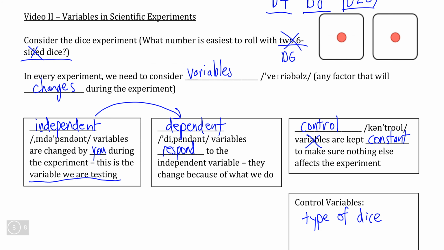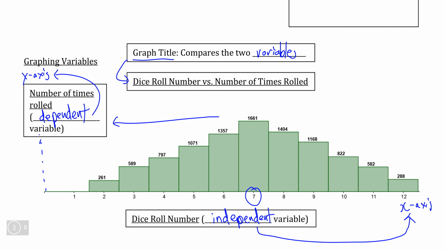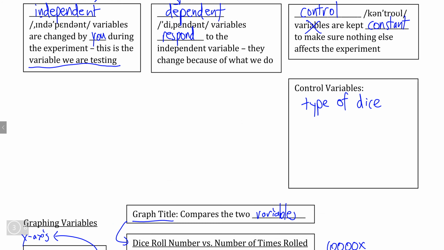Now, another control variable that we want to control, that we want to keep constant, in this case, we said that we were going to roll the dice 10,000 times. Now, what if we only rolled the dice 100 times? Would we expect this graph to look the same? Well, obviously not, because the numbers that we have here would be impossible to get if we only rolled the dice 100 times, and therefore we wouldn't expect to get the same results. So we can also say that the number of times that we roll the dice is another variable that we want to keep constant.